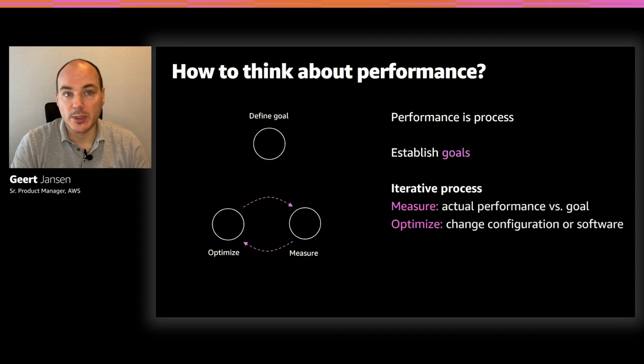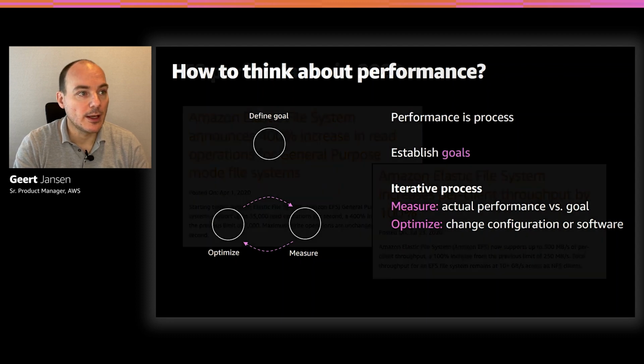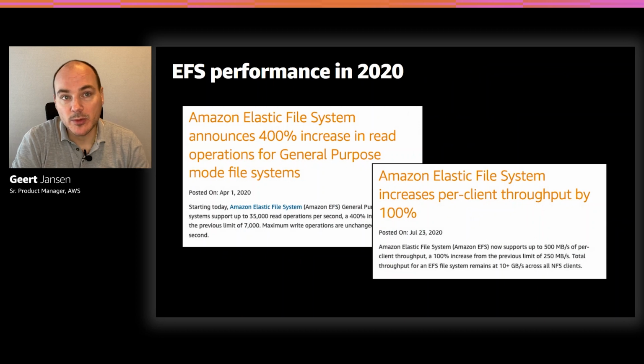After you've established a goal, it's pretty much an iterative process. You measure your performance with regards to the goal that you've set, and you try to make changes and optimize your application to improve performance this way. And then just repeat the process from that point onwards. Okay, and that's exactly what we do in EFS as well. In 2020, we announced a couple of performance improvements. One in April, where we announced a 5-fold increase in the read IOPS for general purpose mode file systems, as well as an additional announcement in July, where we increased the per client throughput by 100%.